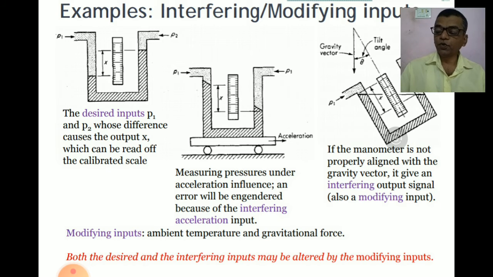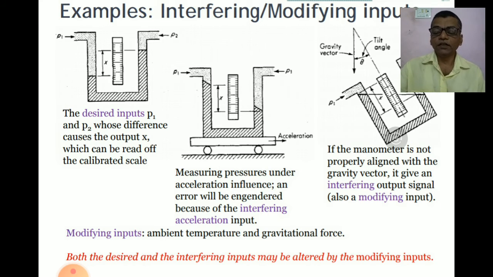So, interfering input. In this case, suppose P1 equals P2, the differential pressure is 0, and therefore the output, that is the scale reading X, should be 0. However, in some cases, when P1 equals P2, the scale reading X is not 0, even if the desired input is 0. This is due to the presence of interfering inputs.